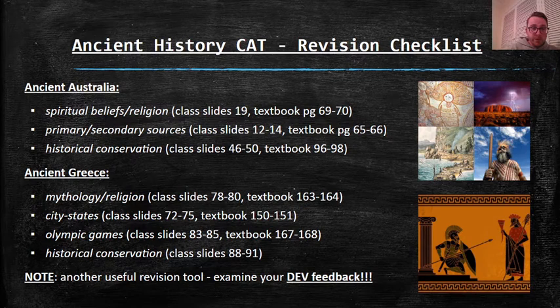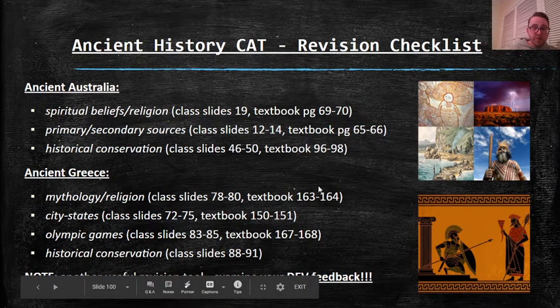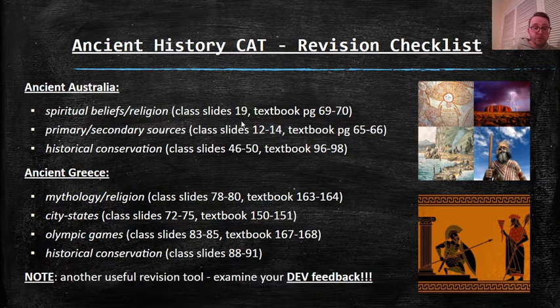So for Ancient Australia, the key topics you want to review are their spiritual beliefs and religion. So you're looking at the Dreaming of Ancient Australia, or those creation myths and stories like Bunjil, the eagle, and what's the other one? The rainbow serpent. And the information you can find to help you with that: class slides 19, textbook page 69 to 70. So you can see I've attached the class slides and the textbook for each of those different topics. And again, the class slides have also got little videos in them usually, or website links that can again help you expand your understanding of these topics.